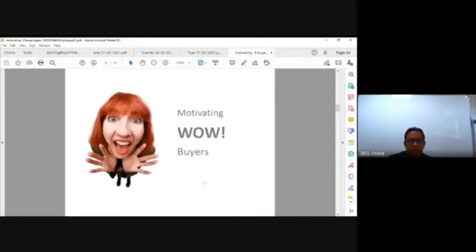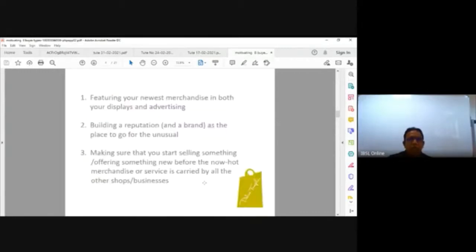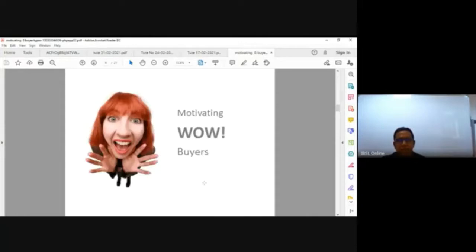And then the next type, motivating wow buyers, right? What do they need? Featuring your newest merchandise in both your displays and advertising, building a reputation and a brand as the place to go for the unusual, offering something new before the new hot merchandise or services carried by all the other shops. Because the wow factor is something you create by going beyond expectation and delighting the customer.